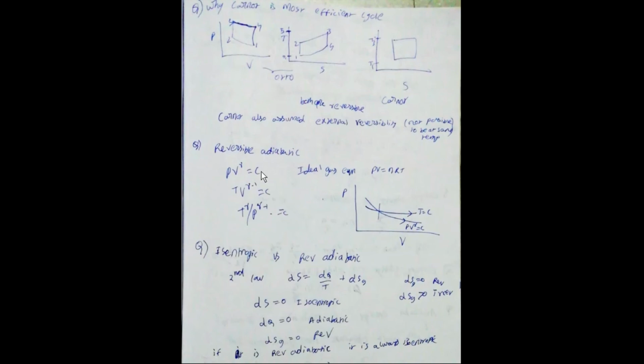Isentropic versus reversible adiabatic. Second law: dS is equal to dQ by T plus dS gen. dS gen is equal to 0 for reversible, dS gen greater than 0 for irreversible. dS is equal to 0 is isentropic, dQ is equal to 0 is adiabatic, dS gen is equal to 0 is reversible. If it is reversible adiabatic, it is always isentropic, but every isentropic process is not reversible adiabatic.